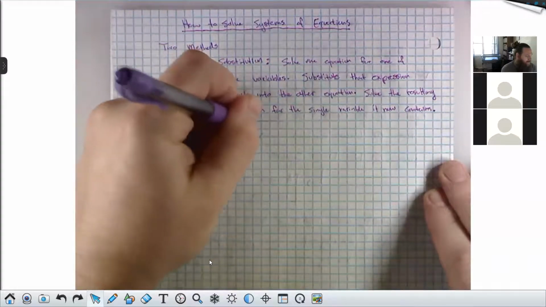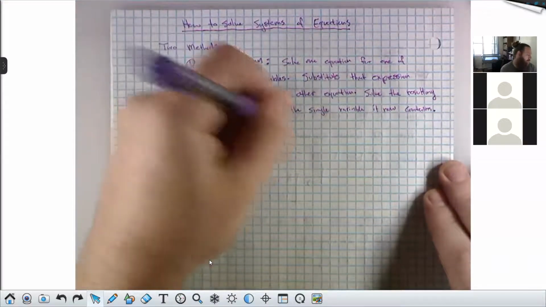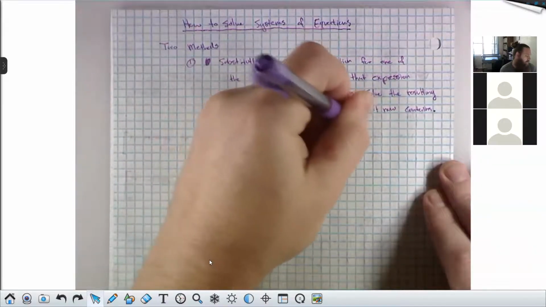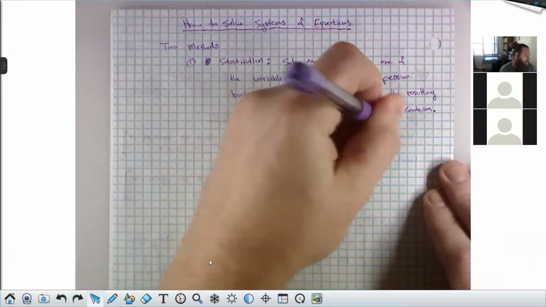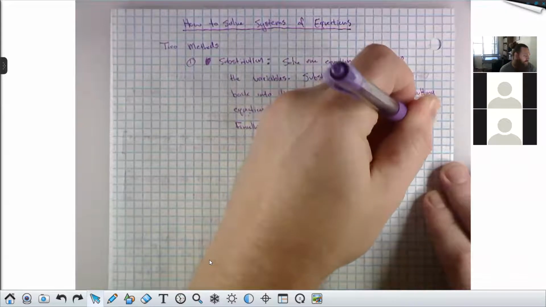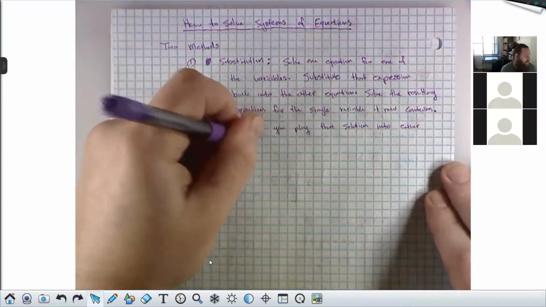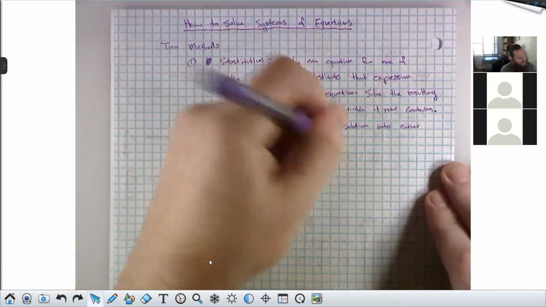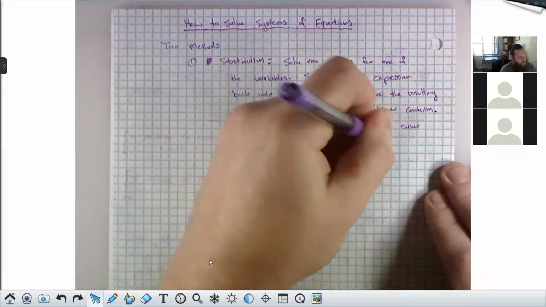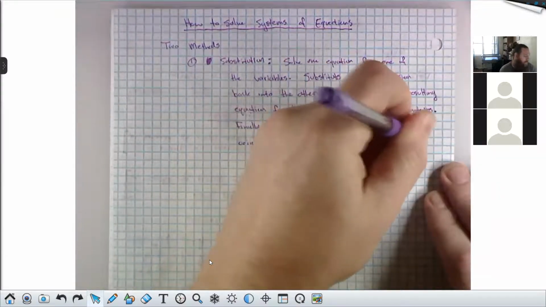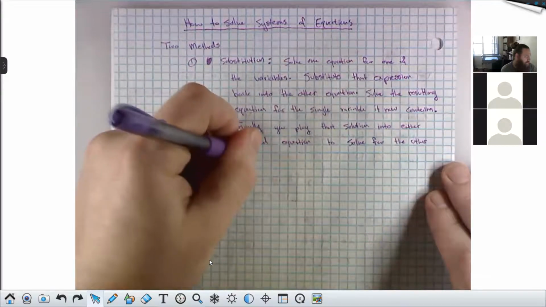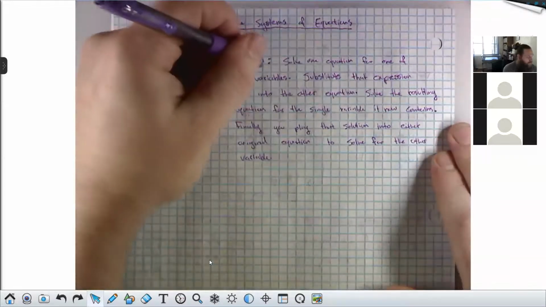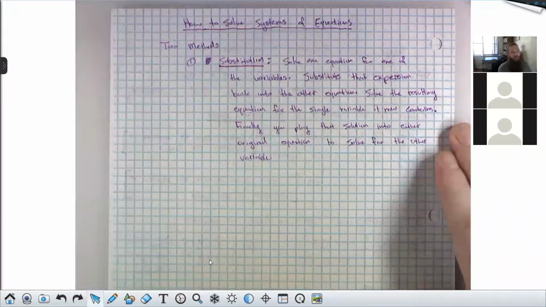Finally, you plug that solution into either original equation to solve for the other variable. All right, so this is how you solve a system using substitution. Don't worry, I'm going to do examples.